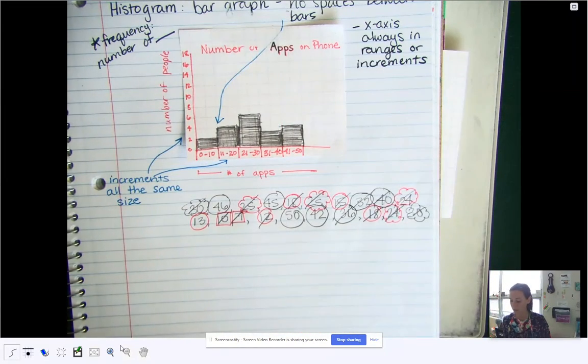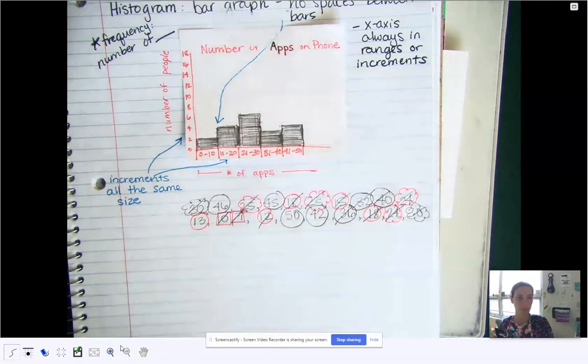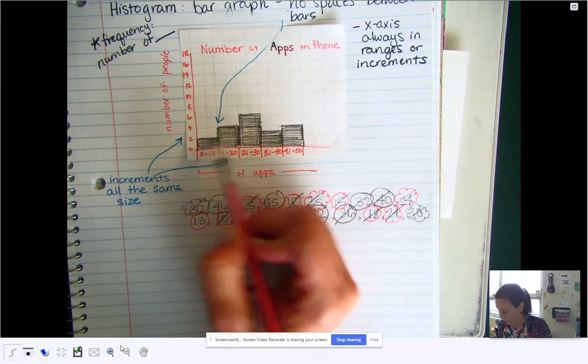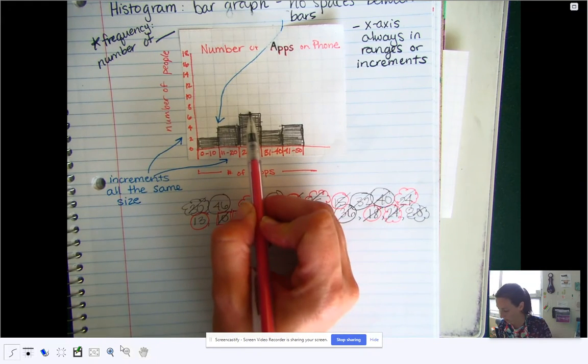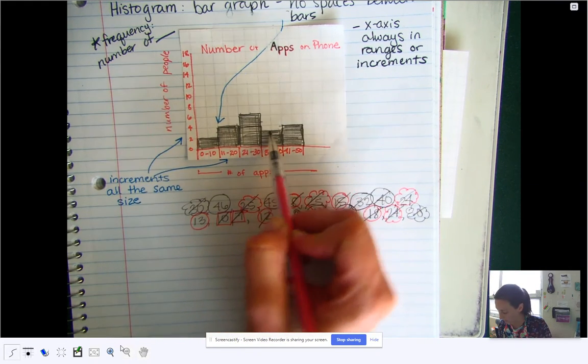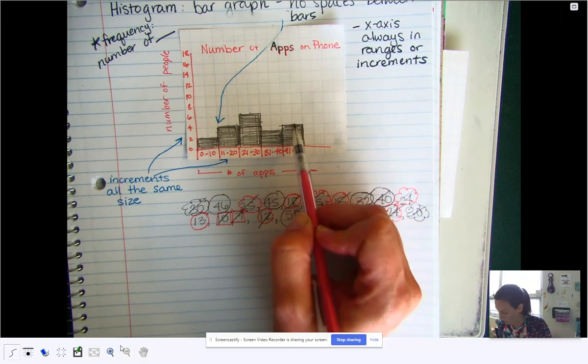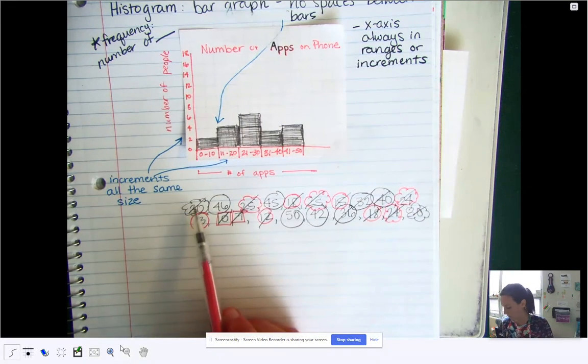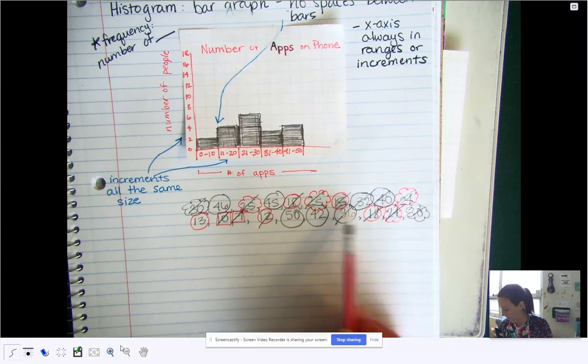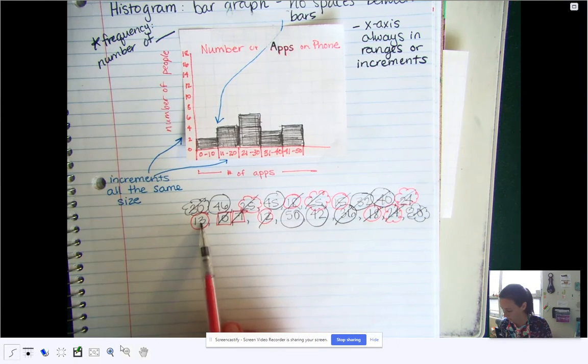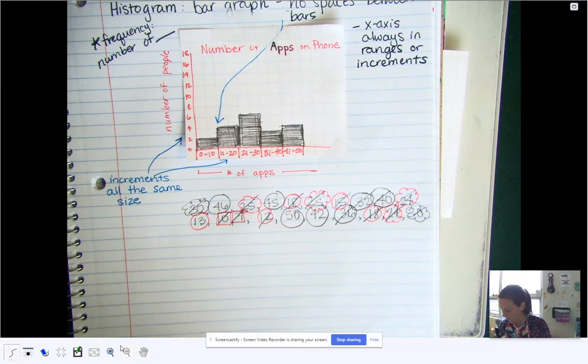So now this enables me to answer questions like, how many people had less than 10 apps on their phone? 2. How many people were surveyed altogether? Well, I can say 2 plus 4 is 6, plus 6 is 12, plus 5 is 17, plus 4 is 21. Let's see if that's the right number of values. 1, 2, 3, 4, 5, 6, 7, 8, 9, 10, 11, 12, 13, 14, 15, 16, 17, 18, 19, 20. Uh-oh.